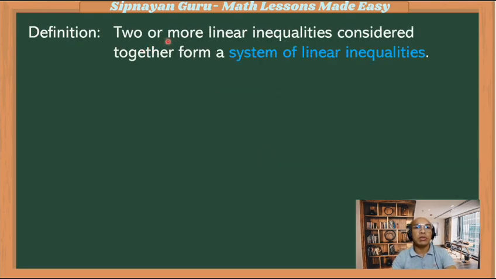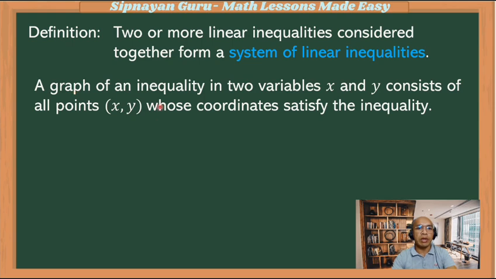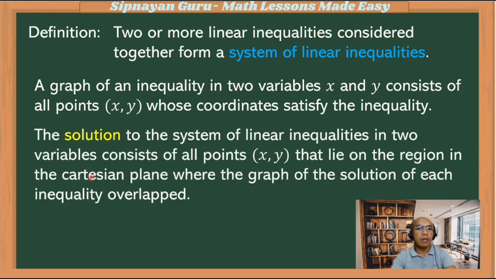By definition, two or more linear inequalities considered together form a system of linear inequalities. So a graph of a system of inequalities in two variables x and y consists of all points x and y whose coordinates satisfy the given inequalities. The solution to the system of linear inequalities in two variables consists of all points x and y that lie on the region in the Cartesian plane where the graphs of the solution of each inequality overlap.